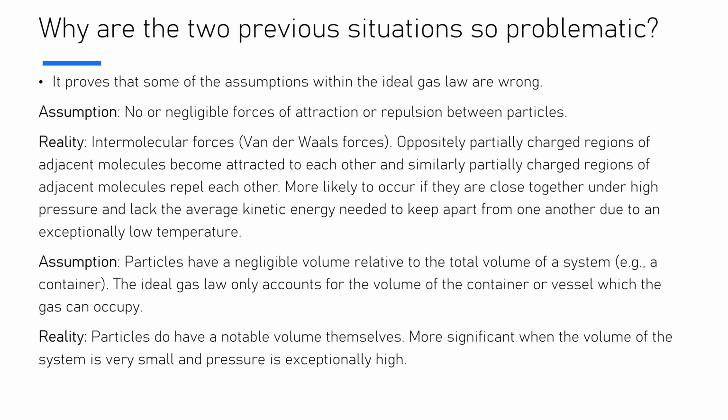The second assumption the two previous situations prove wrong is that particles have a negligible volume relative to the total volume of a system, such as a container. The ideal gas law only accounts for the volume of the container or vessel which the gas can occupy, whereas in reality, gaseous particles do have a notable volume themselves, and this volume is actually more significant when the volume of the system is very small and pressure is exceptionally high. For example, a container could have a volume of just 1 cubic meter, which would be the value included in the ideal gas equation.